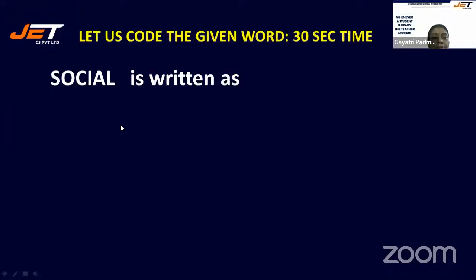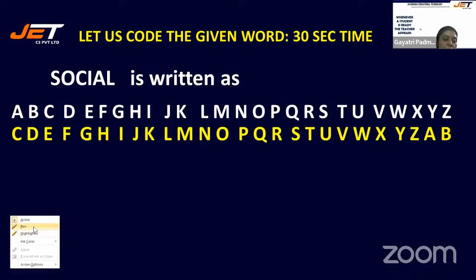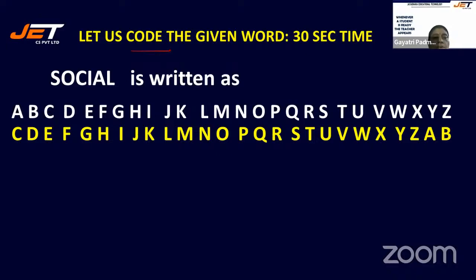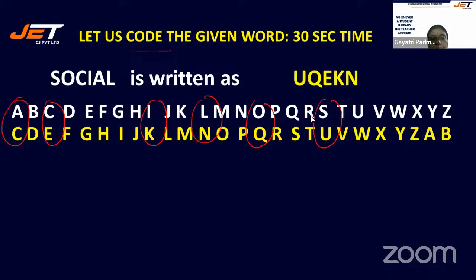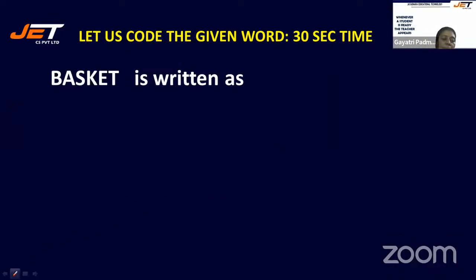Yes. Now let us try to code social. So social is U, O is Q, C is E, I is K, A is C, and L is N. So it is U, Q, E, K, C, N. All right. Yes. Now let us try basket.